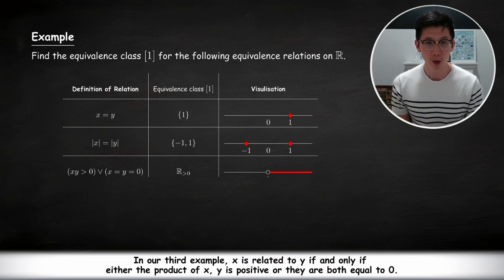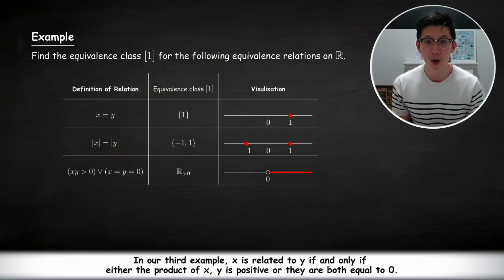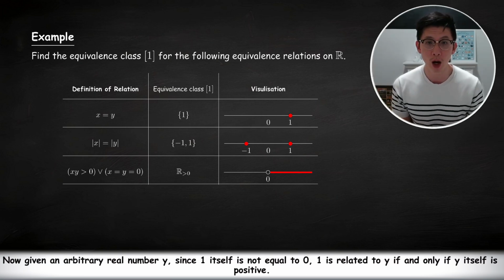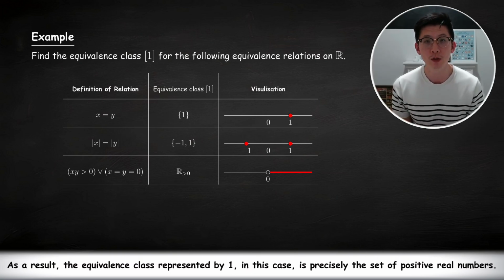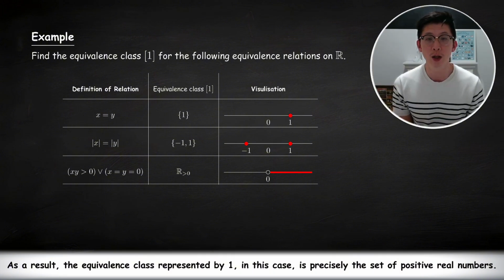In our third example, x is related to y if and only if either the product of x and y is positive or they are both equal to 0. Now, given an arbitrary real number y, since 1 itself is not equal to 0, 1 is related to y if and only if y itself is positive. As a result, the equivalence class represented by 1 in this case is precisely the set of positive real numbers.